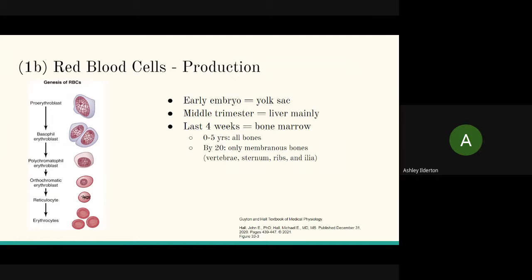In an early embryo, red blood cell production occurs in the yolk sac. In the middle trimester, it moves mainly to the liver and also still in the yolk sac. And then in the last 4 weeks of gestation, production of red blood cells almost completely goes to the bone marrow. At first, it's in the bone marrow of all bones. By the time you're 20 years old, it'll actually be only your membranous bones, so your vertebrae, your sternum, ribs, and ilia.